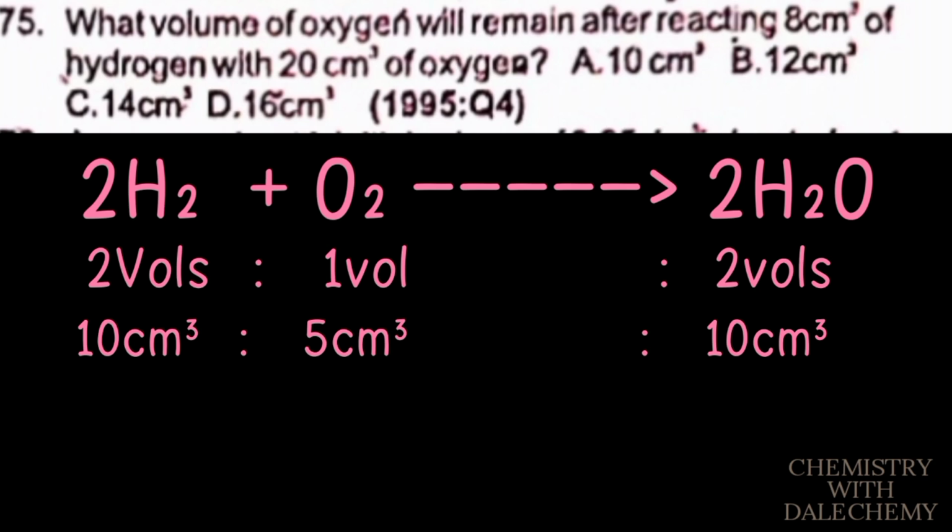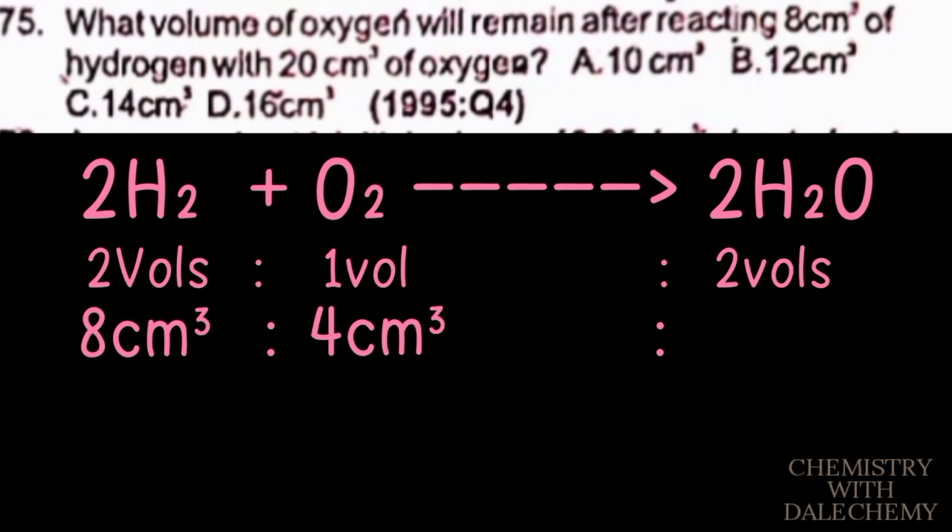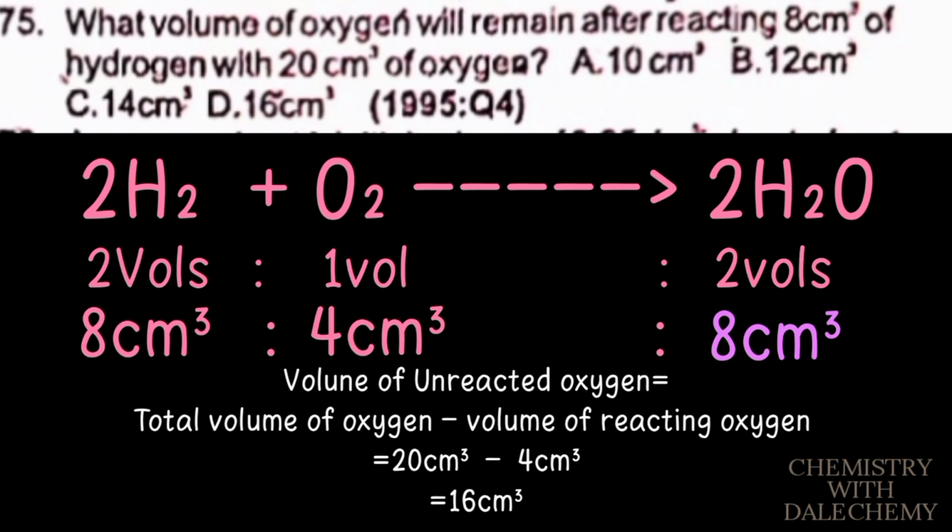So which means now if you check the equation, they said 8 cm cube of hydrogen is reacting. So definitely half of it will be reacting with it. So we're having 4 cm cube of oxygen that will be reacting with 8 cm cube of hydrogen. So the remaining volume of oxygen will be 16 cm cube, because the total volume is 20 cm cube and only 4 is reacting out of it. So we'll be having 16 cm cube left.